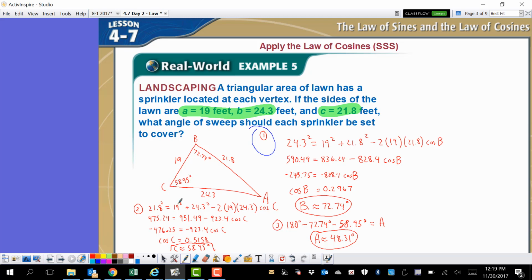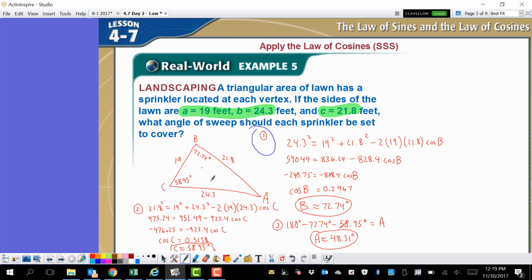So again, I just use the law of cosines again. I take the side opposite of angle C, which is 21.8, and I do 21.8 squared equals the other two sides squared, so 19 squared plus 24.3 squared, minus 2 times 19 times 24.3 times cosine C. Same thing I did in step 1. I'm going to get it all the way down to cosine of C equals 0.5158. I use my calculator to do this. Then I take the inverse cosine of 0.5158 and I get that C is approximately 58.95.